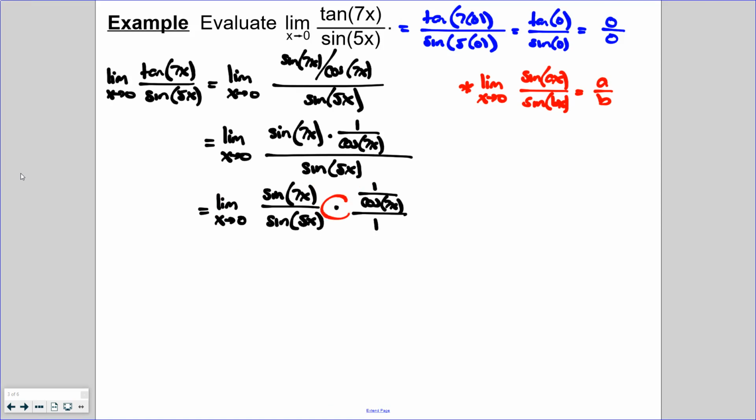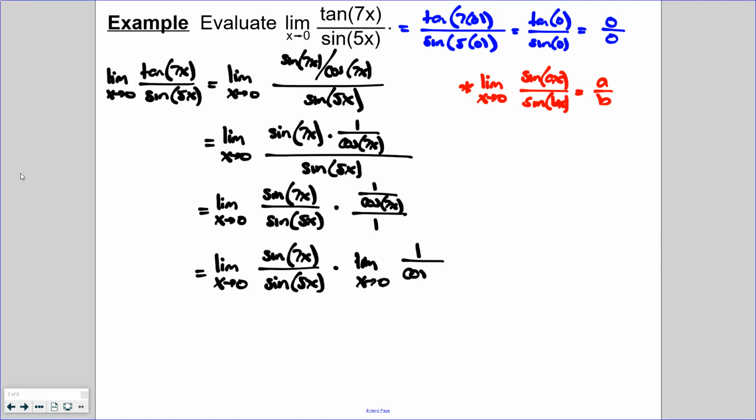And fortunately, we know that when we have multiplication, we can pull apart the limits into two separate limits. So I can rewrite this as the limit as x approaches 0 of sine of 7x over sine of 5x times, and 1 over cosine of 7x over 1 is the same as 1 over, oops, I forgot to break it apart into the two limits, excuse me. So it'll be times the limit as x approaches 0 of 1 over just cosine of 7x, because dividing by 1 doesn't change anything.